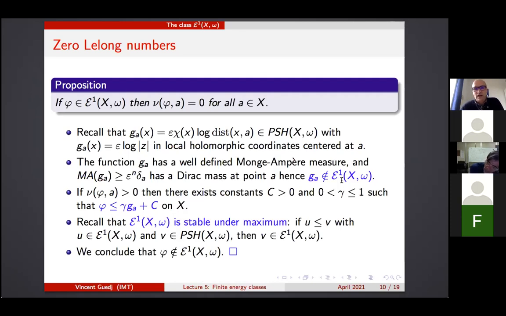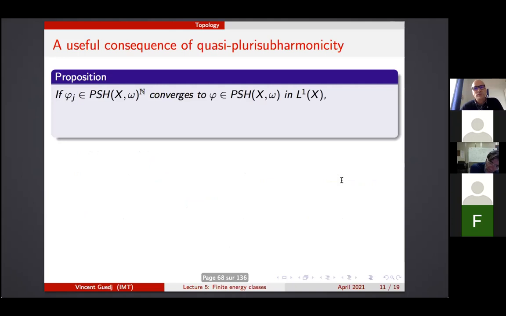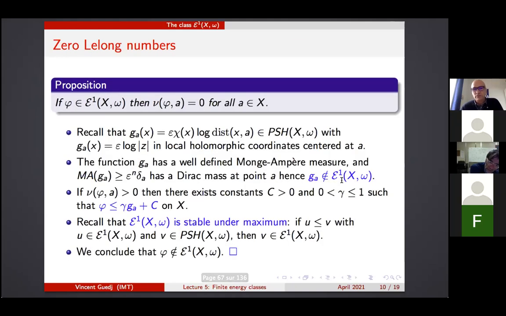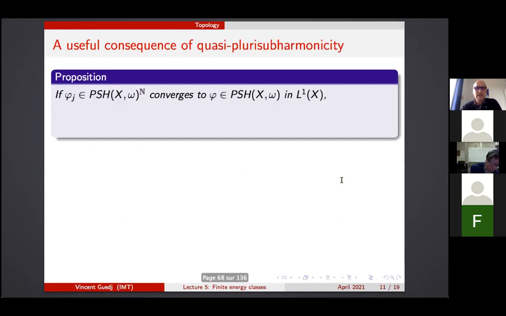And with Skoda's uniform integrability result that I explained last Tuesday, we end up with the following. We will use this property very soon in a few slides in order to establish a very strong Skoda type integrability result. But before that, let me explain something that is quite useful and that I didn't have time to discuss last Tuesday, which is the following.